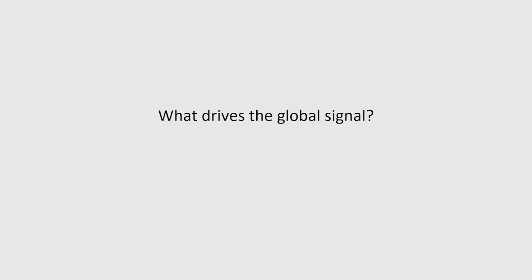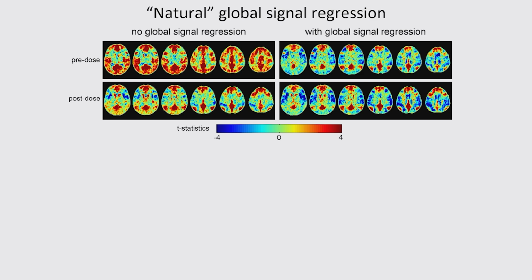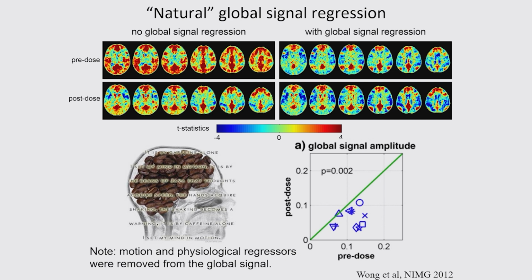Finally, let's now switch gears and talk about what drives the global signal. One clue came from work we did where we were looking at some data pre and post administration of a drug, and we found that we could get these anti-correlations that look fairly similar to what you could get with global signal regression without doing any global signal regression. And you'll be happy to know that that's what you get when you take your coffee, okay? So this is with caffeine. We found it is a way of really lowering the global signal. So this is post-dose, pre-dose, how large the global signal is.